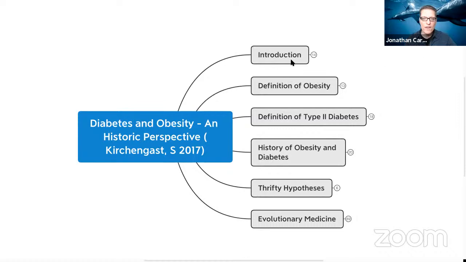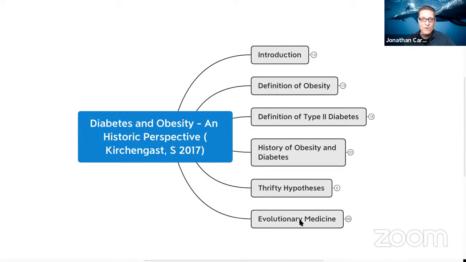So we're going to start out with a general introduction. We'll then proceed to defining obesity, defining type 2 diabetes, looking at the history of these things. We'll also talk about what's called the Thrifty Hypothesis, the hypothesis of the thrifty gene. And that'll allow you to get an interesting context on how we look at various populations and why they have higher amounts of diabetes.